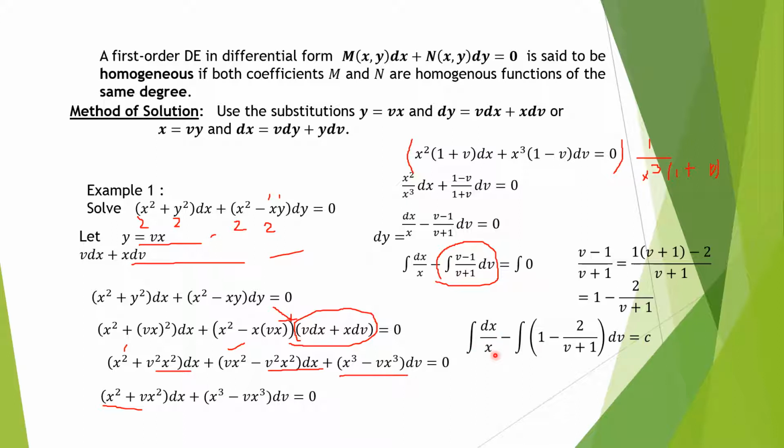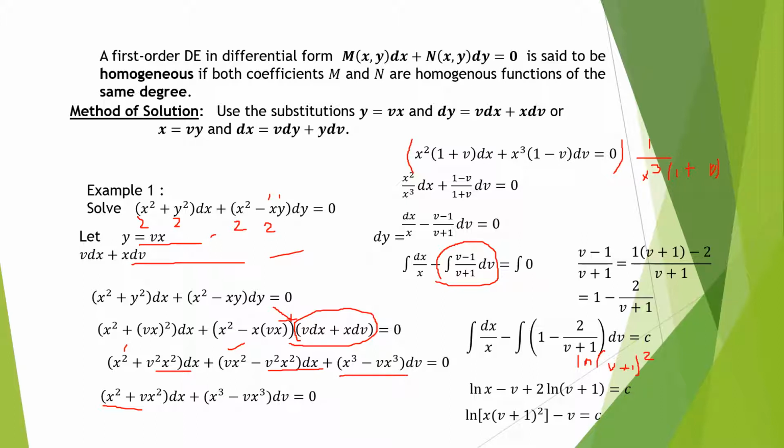What's the integral of dx over x? That is ln of x, and then negative 1, the integral of dv is negative v, and with the negatives there, that's plus 2 ln of (v plus 1) is equal to C. And then simplify it first. Remember, 2 ln of (v plus 1) is the same as ln of (v plus 1) squared.